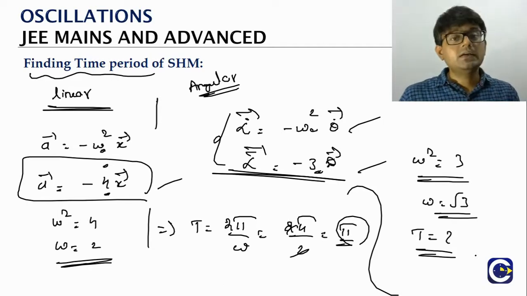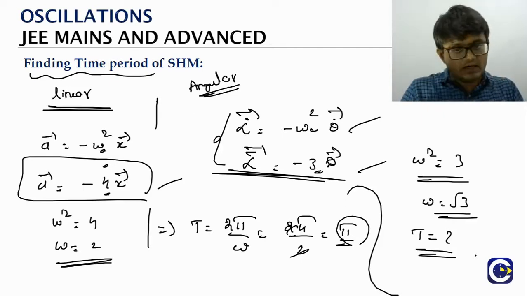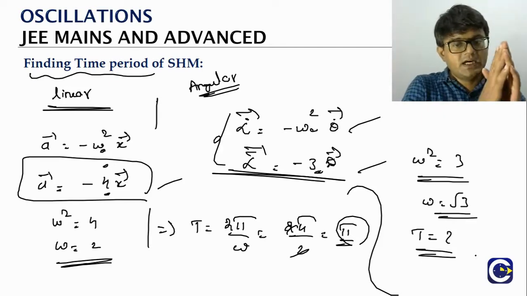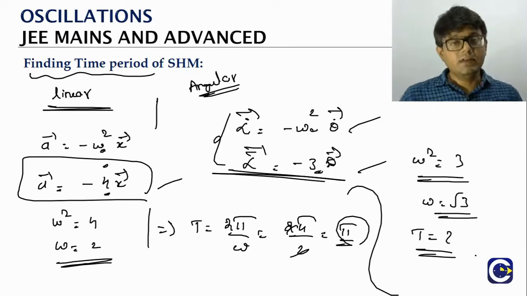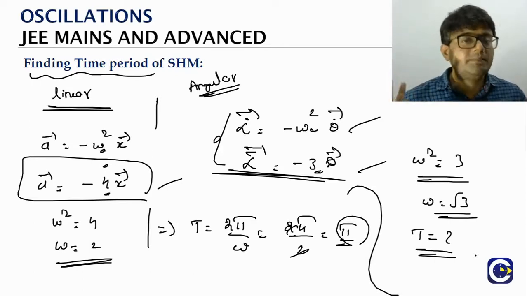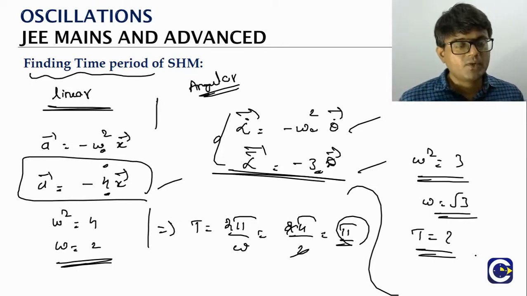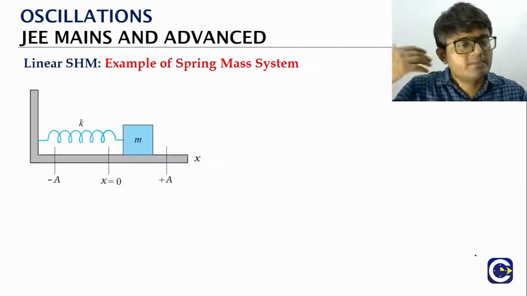How do we do it? We will take the given equation and compare it with the standard equation, whether it is the linear SHM or angular SHM. When you compare it with the standard equation, we will get ω. From ω we will find the period value. Okay, so we will just go through the examples one by one.